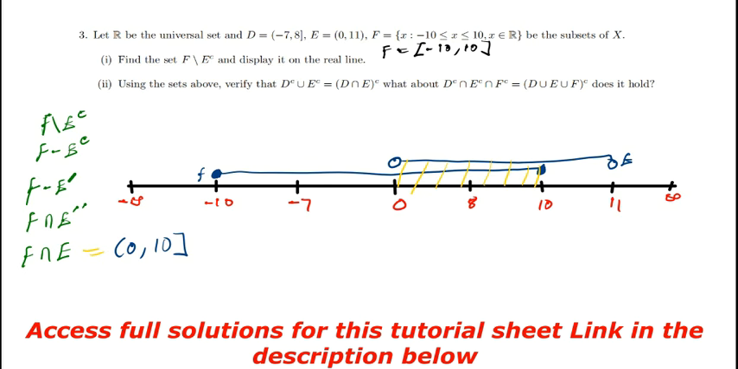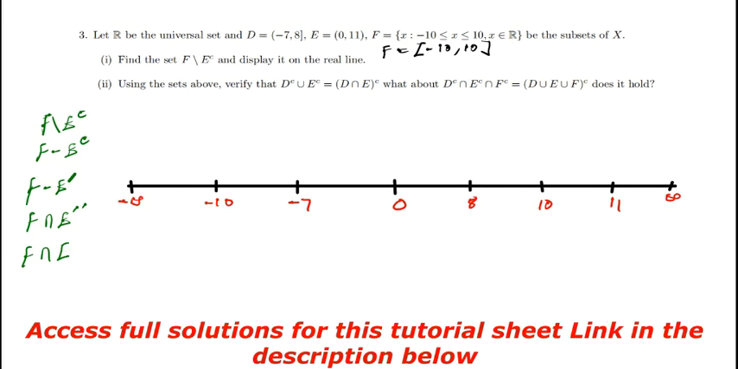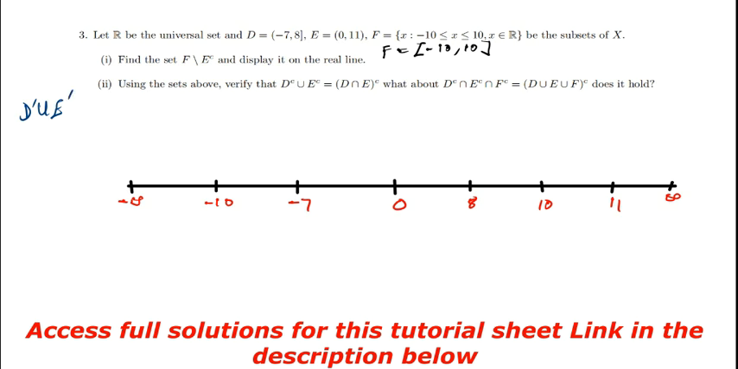Then let's answer part 2. Part 2 is saying use the sets above to verify that D complement union E complement is the same as the complement of D intersection E. So here we're just verifying, is this true? Let's verify if the two sides are the same. We'll start with the first part, which is D complement union E complement.